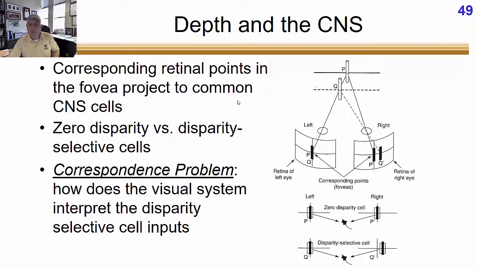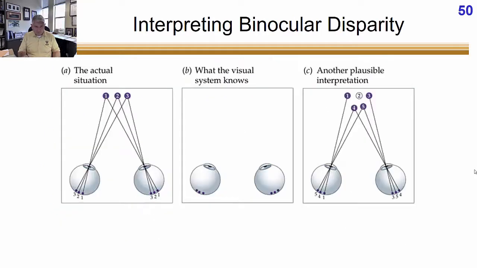Again, if we were to move our plane of focus up to Q, now that would shift Q to be projecting on Q and Q prime, and P to now be projecting on Q and not P prime, right? So then those images shift from a zero disparity cell to a disparity selective cell, right? So the wiring of this is very complicated, very complex. So that makes it difficult for us to work out the details in the brain.